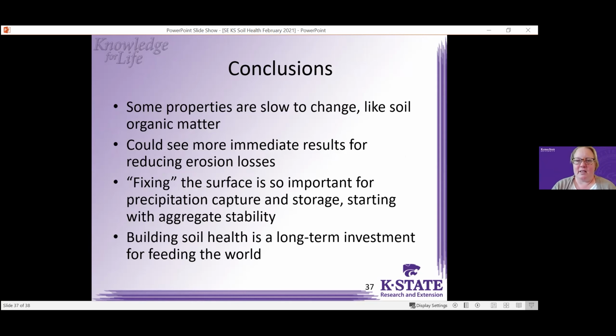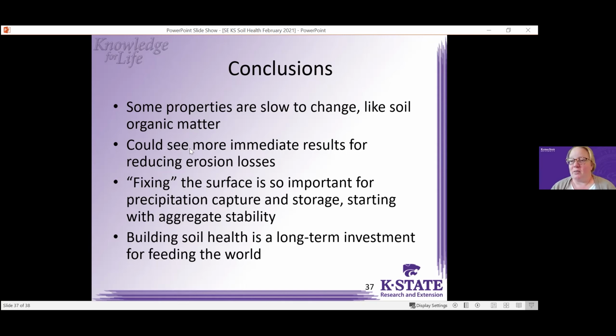And with that, I'll say that some soil properties are slow to change, like soil organic carbon, but ones that are faster are aggregate stability. So if you're looking earlier on, if you're 3, 4, 5 years into a change, that's something that you can see sooner.